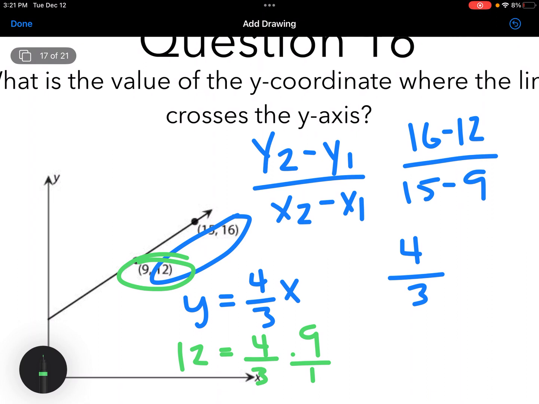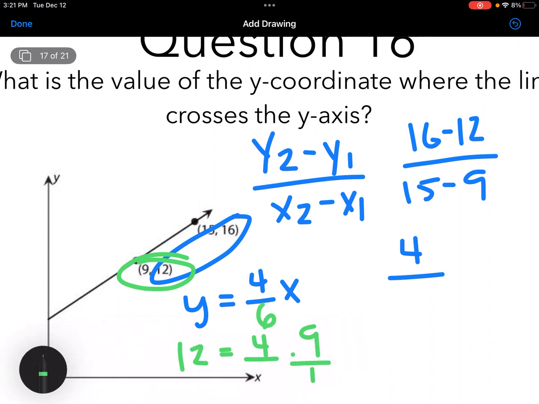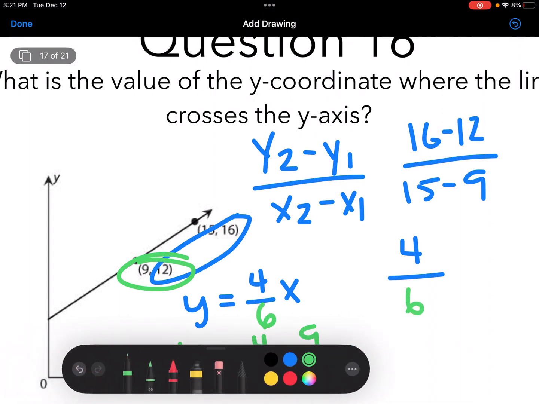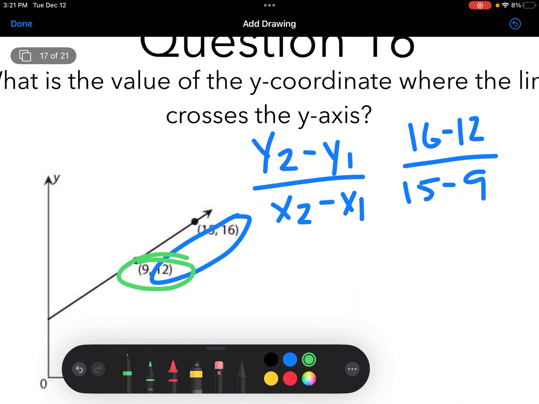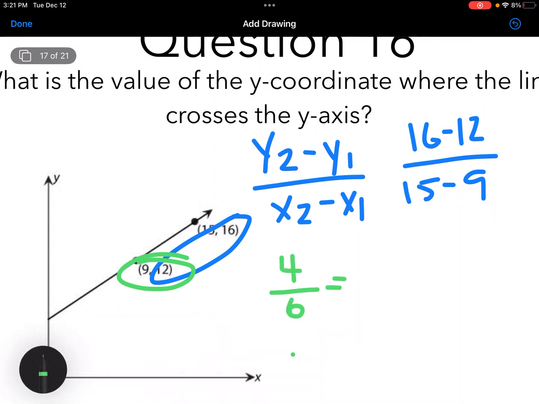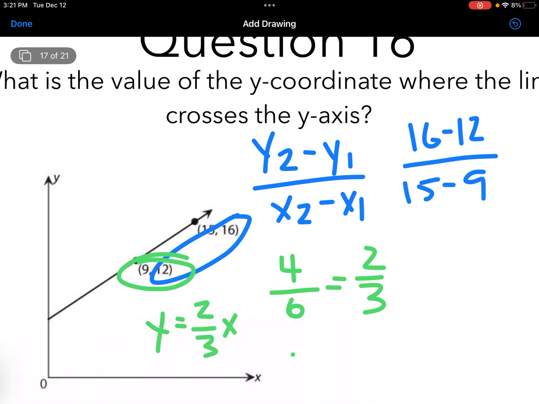No. Did I do that wrong? 16 minus 12 is 4. Oh, because that's supposed to be 6, Goofy. Let's just fix this whole thing. All right, so I get 4 over 6, which reduces to 2/3. Okay, so y equals 2/3 x. That makes way more sense. Jeez Louise. So we're going to now choose a point.